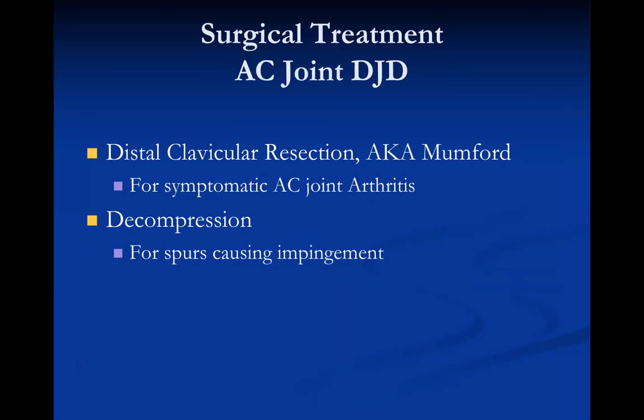AC joint treatment. Surgery for the AC joint involves literally resecting the end of the clavicle so that this arthritic joint no longer contacts, the bones don't contact each other. Usually that's done after a trial of physical therapy, ensuring that we know this is pain generated.